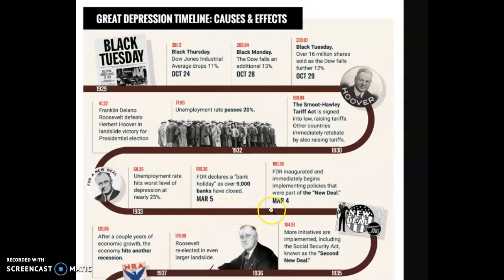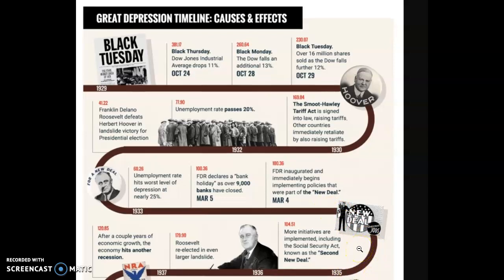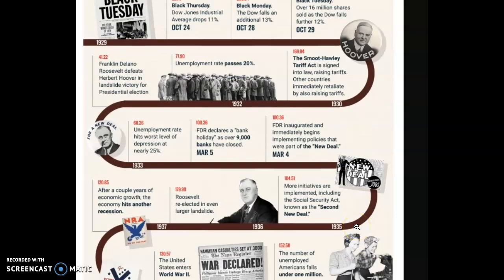Keep going into March of 1933, and Franklin D. Roosevelt, FDR, he started to put in some new policies called the New Deal. Again, in 1935, he added to that, known as the Second New Deal, which brought in some new things like the Social Security Act in order to try to rebuild our country. In 1936, Roosevelt was reelected.